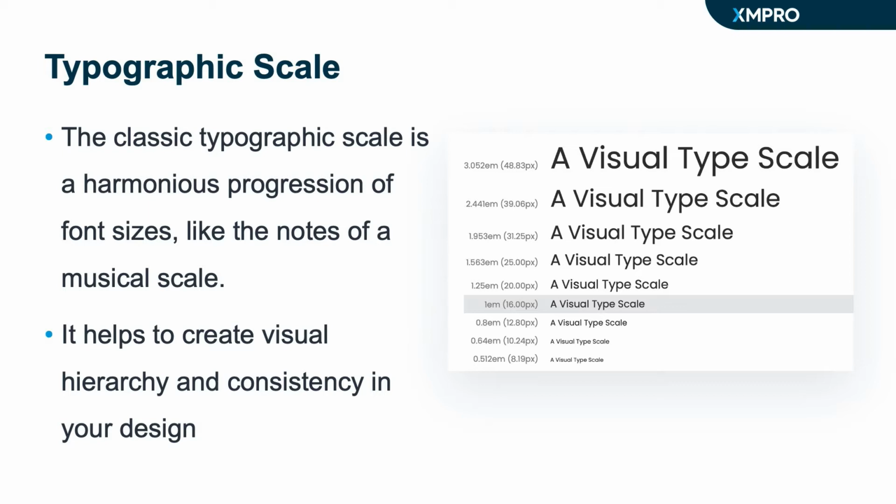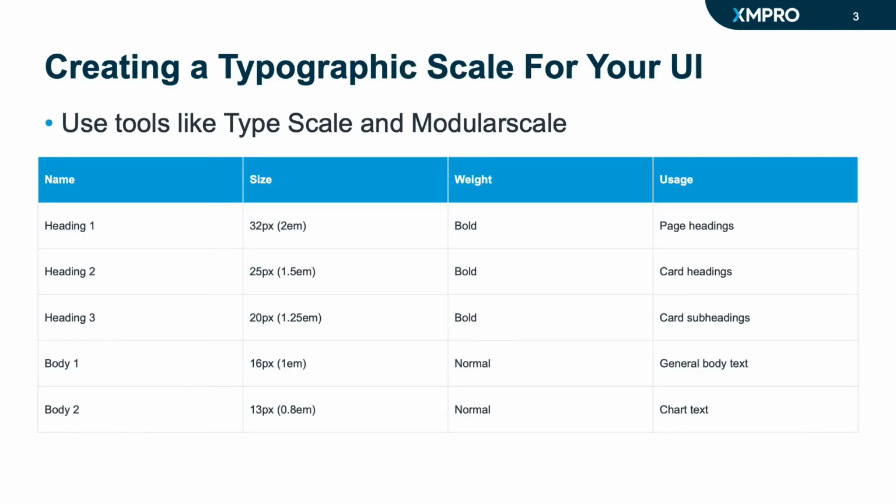But why not just choose font sizes based on what you think will work? Well, the main reason to use a typographic scale is that it creates consistency between different heading sizes. Now, if you're looking to create a typographic scale for your UI, I advise using a table like this one on the slide. On the left, you add the name of the specific element that you want to add to your scale. I typically do it smallest at the bottom to largest at the top.